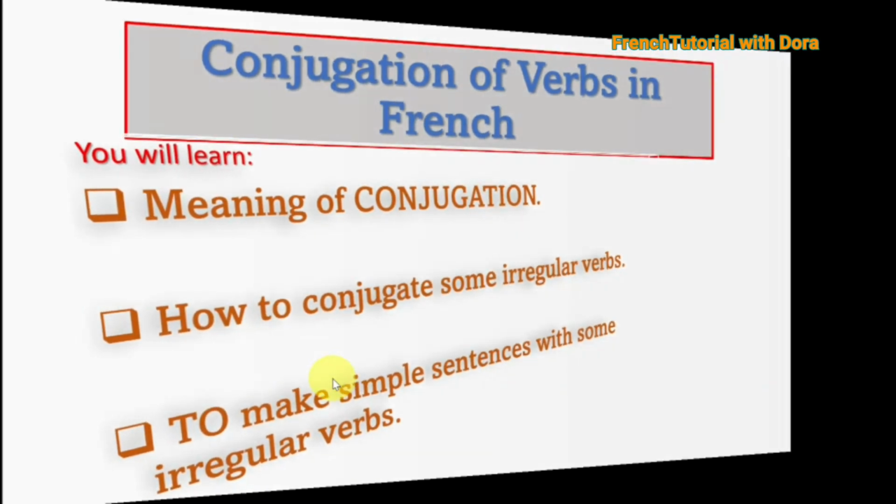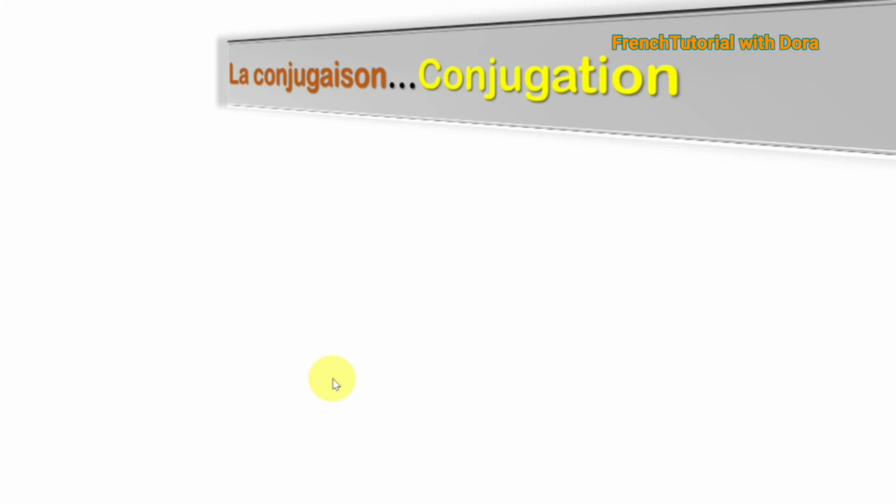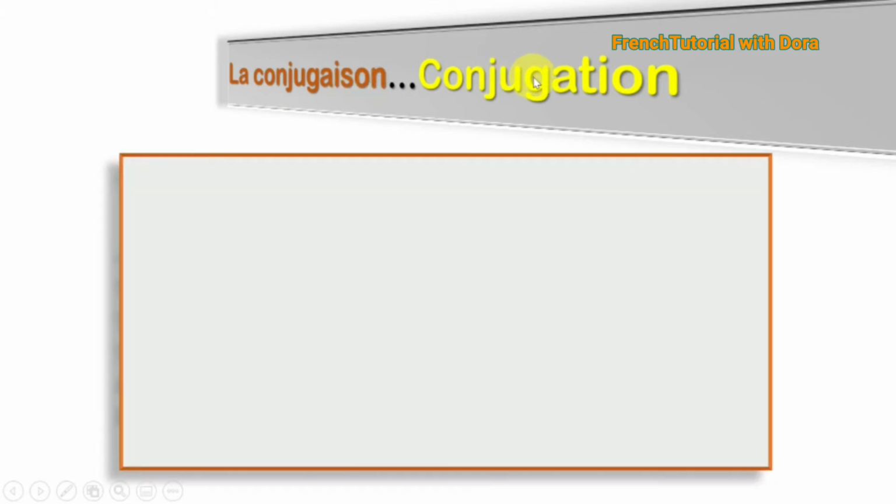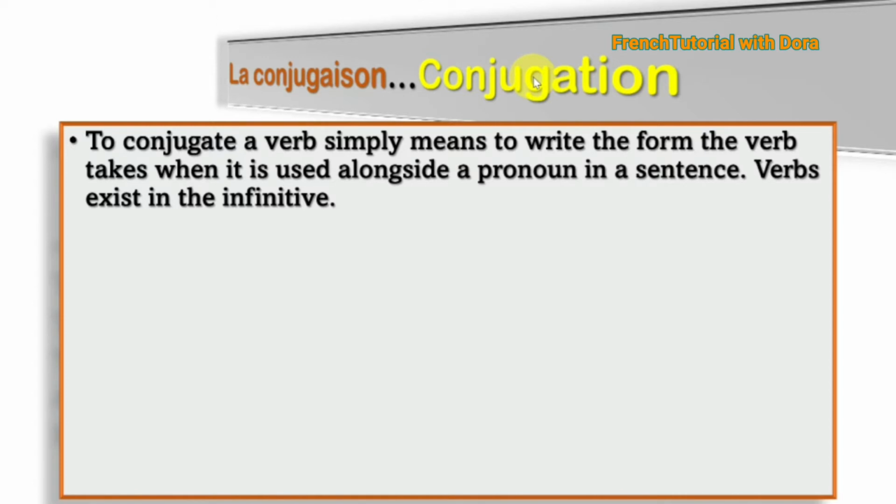On y va. La conjugaison, that's what it is called in French. La conjugaison, conjugation in English. What is conjugation? Conjugation simply means putting the verb in the right form in the sentence. What did I say? Conjugation simply means putting the verbs in the right form in the sentences. Okay? To conjugate a verb, you know when you have the verb in the dictionary in its infinitive form.